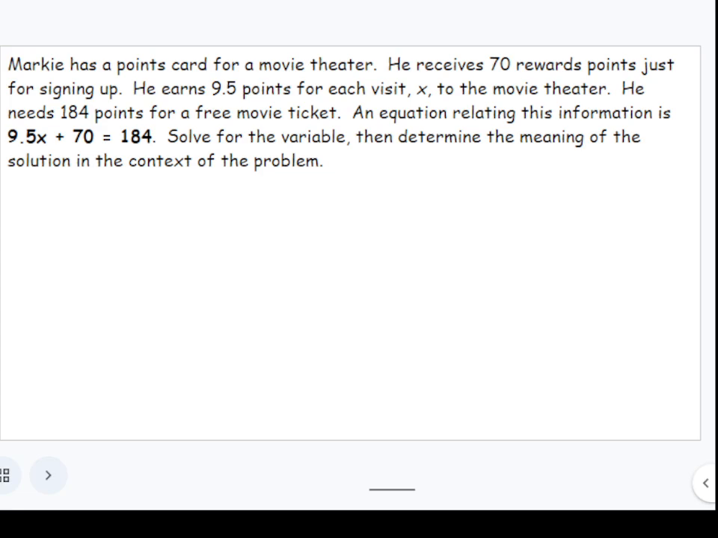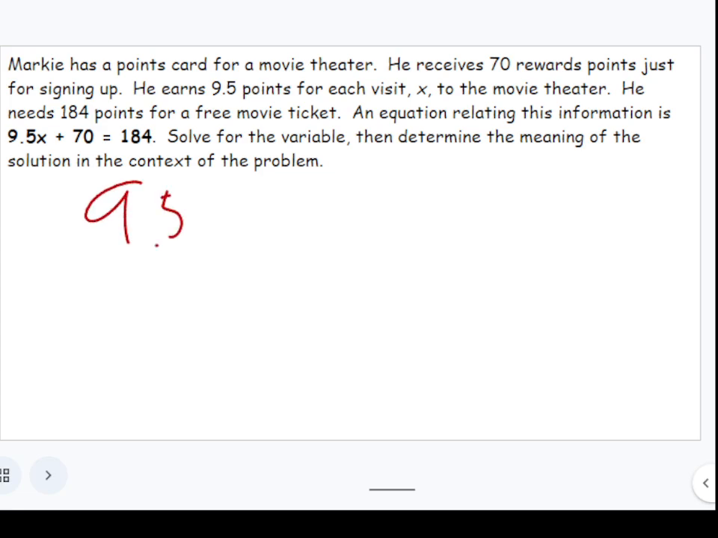Marky has a points card for a movie theater. He receives 70 points just for signing up. He earns 9.5 points for every visit, which we'll call x, to the movie theater. He needs 184 points for a free movie ticket. The equation for this is 9.5x plus 70 equals 184. And we're going to solve for the variable and determine the meaning in the context of the problem.